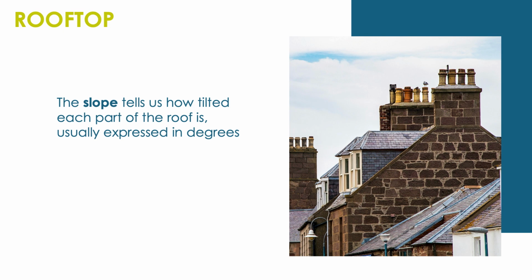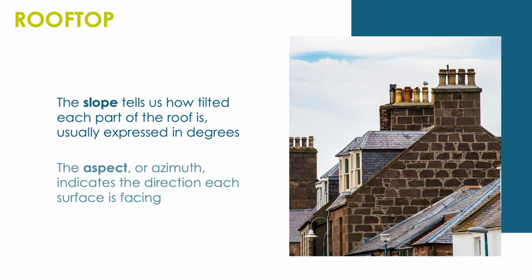The slope tells us how tilted each part of the roof is, usually expressed in degrees. A flat roof has a slope close to 0, while steep roofs reach higher values. The aspect, or azimuth, indicates the direction each surface is facing. This is key for solar PV, since south-facing surfaces receive more solar energy in the northern hemisphere.